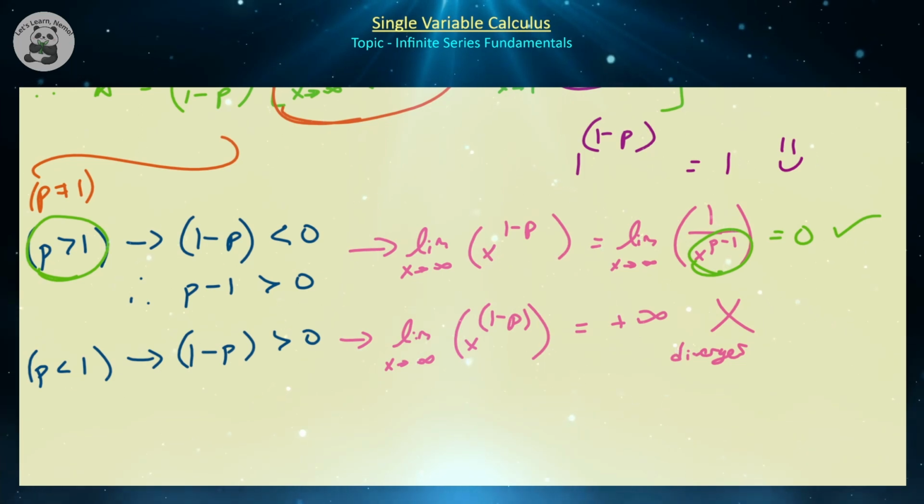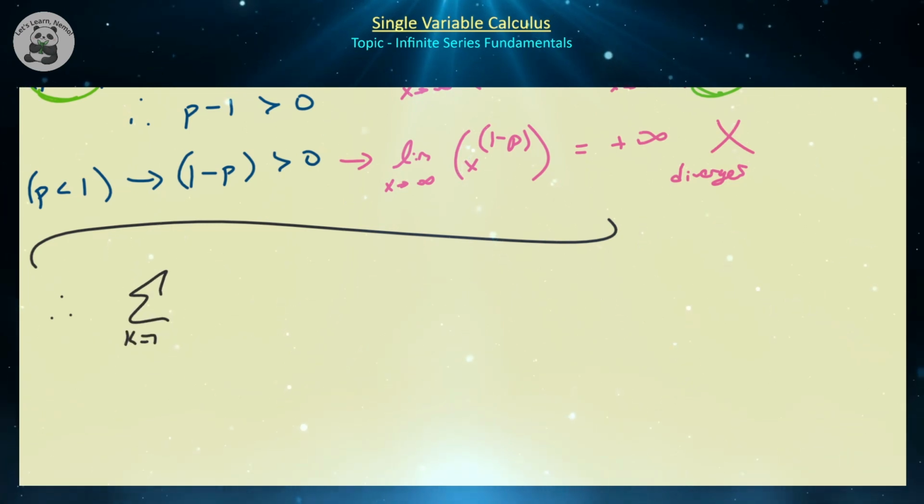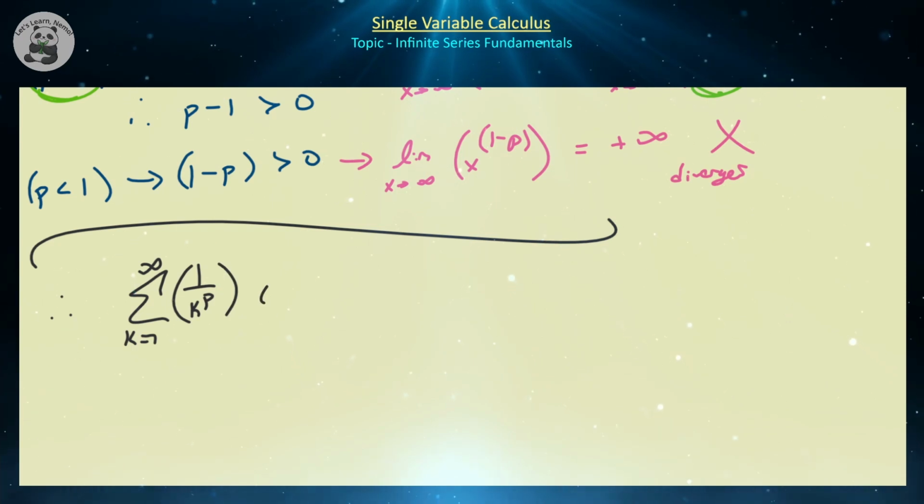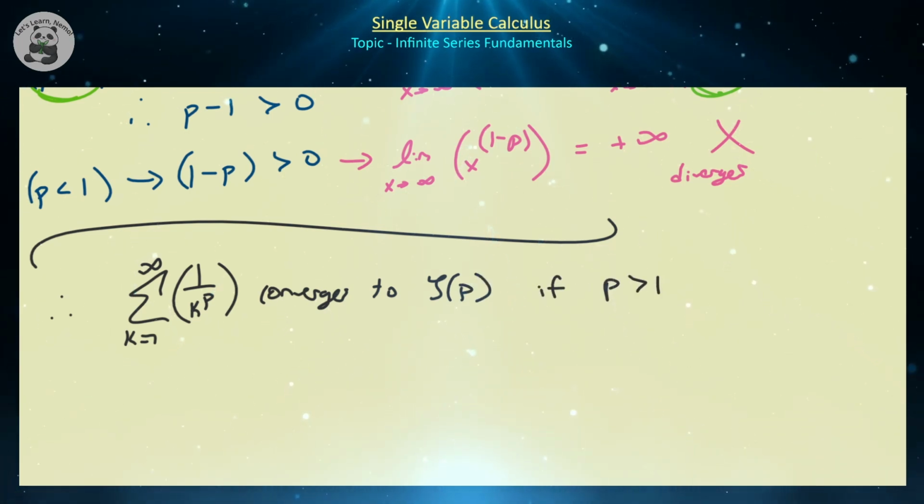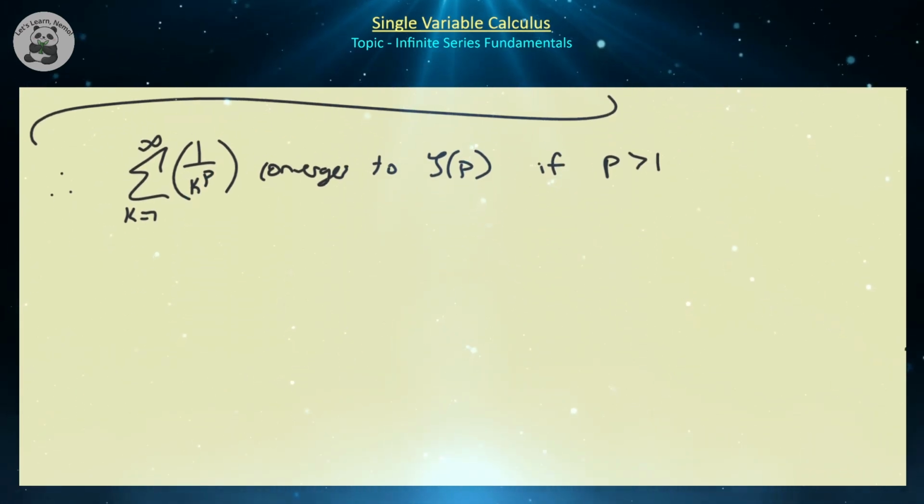So that means this infinite series, the sum from k equals 1 to infinity of 1 over k to the p, converges to this special number, zeta p, as long as p is bigger than 1. So if we define this zeta value as a function, just like we do, for example, natural log of 2, we extend to a function called the natural log of x.